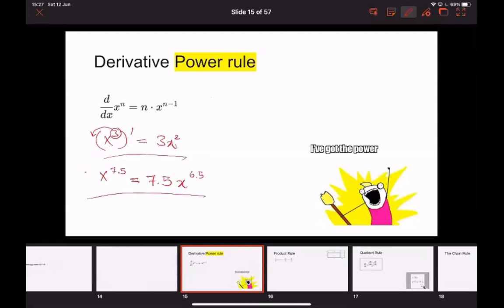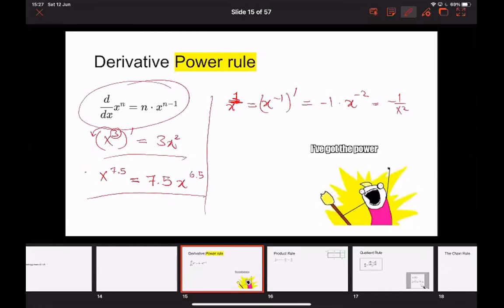There are more interesting things from here. What about 1 over x? For 1 over x, I can also write this as x to the power minus 1. So the derivative of x to the power minus 1 is going to be minus 1 times x to the power minus 1 minus 1, which is minus 2. So minus 1 over x squared. This power rule we can actually apply in many places.